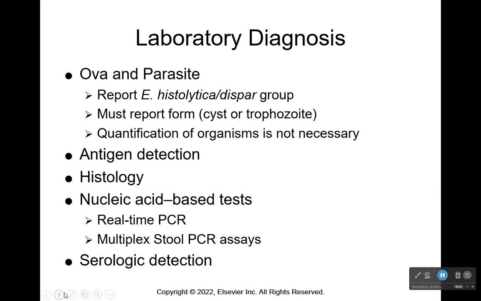There are antigen detection tests. This is where we take the specimen. We have antibodies as our test methodology. We look to see if the antigen is present. There are histology tests. This will be done in the pathology area of the lab. They would take the stool and do different stains than we would do in the clinical lab. There are some molecular tests, nucleic acid based, real-time PCR, and serology. The patient's blood can be drawn to see if antibodies are present, so there is serologic detection.